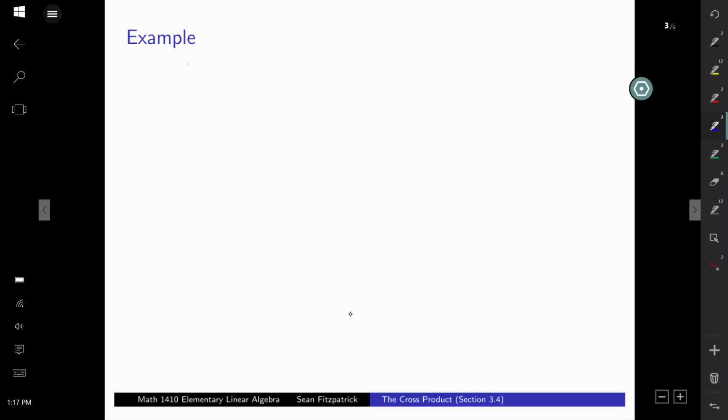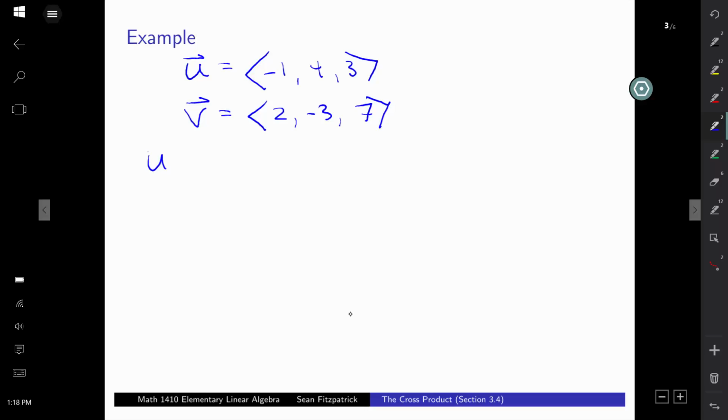Let's say I take u equal to (-1, 4, 3). I'll take v equal to (2, -3, 7). Okay. So the cross product, u cross v. So here's our formula, right?